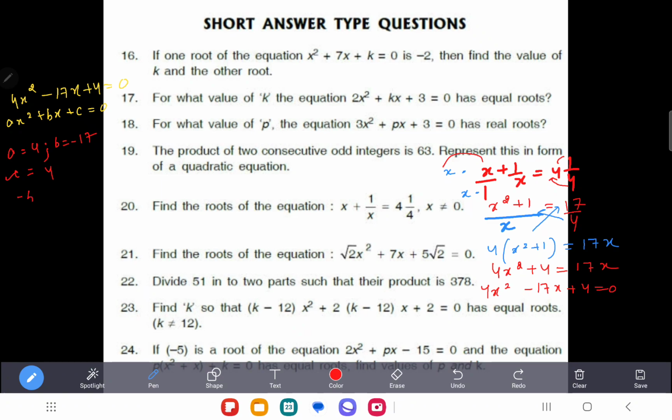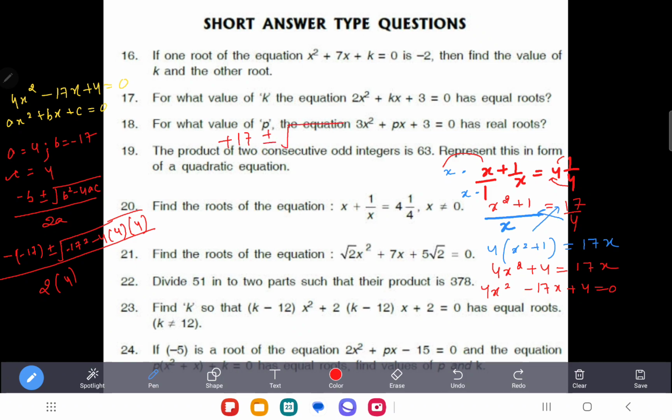And the formula is minus b plus minus under root of b square minus 4ac over 2a. So minus of minus 17 plus minus under root of minus 17 square minus 4ac over 2a. Right, others? I hope you're understanding. So it is going to become plus 17 plus minus under root of 289 minus 64 over 2 times 4.